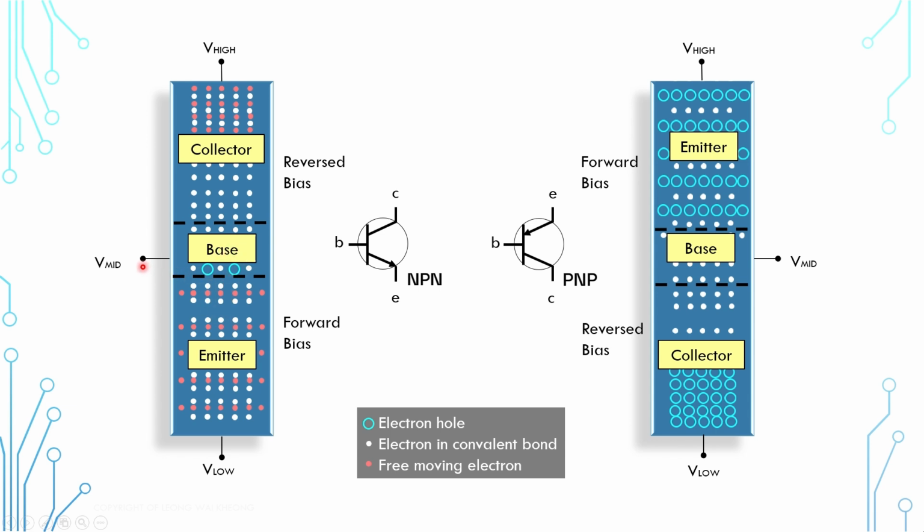For NPN transistor, the base terminal has to be at a relatively high voltage, whereas for the PNP transistor, the base has to be at a relatively low voltage. In other words, an NPN transistor is turned on by a high base voltage, and the PNP transistor is turned on by a low base voltage.